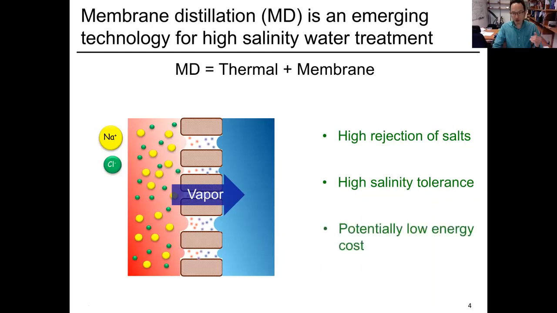And if you can use low-grade heat, such as waste heat, the energy cost to heat up the wastewater can be very low. And because of the nature of a membrane process, the physical footprint of the process is very small.